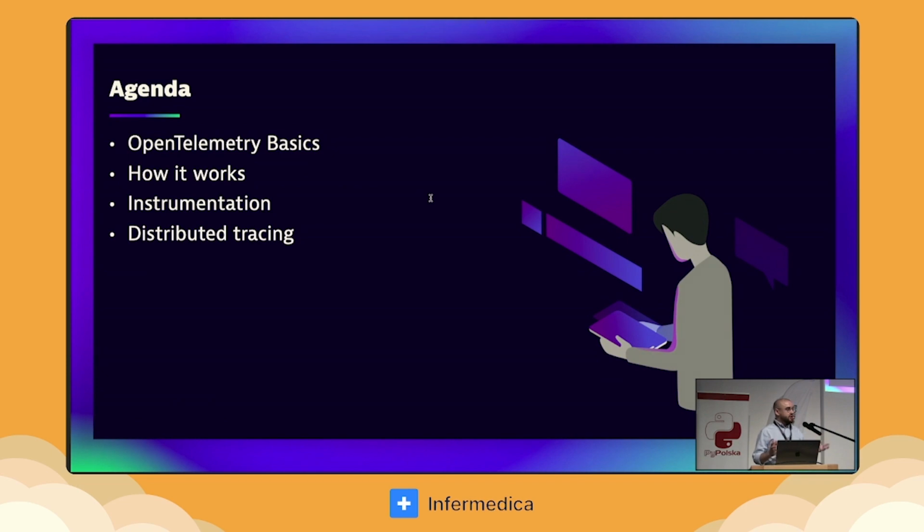So the agenda, table of contents of today's talk is pretty simple, straightforward. We will talk about the basics of OpenTelemetry. What is it? How does it work? Why do we even need it? We will talk about instrumentation, and we will take a look at some of the examples that are there. And at the end, we will take a look at distributed tracing. So that's actually why OpenTelemetry was created. And we will take a look at a couple of interesting examples there as well.